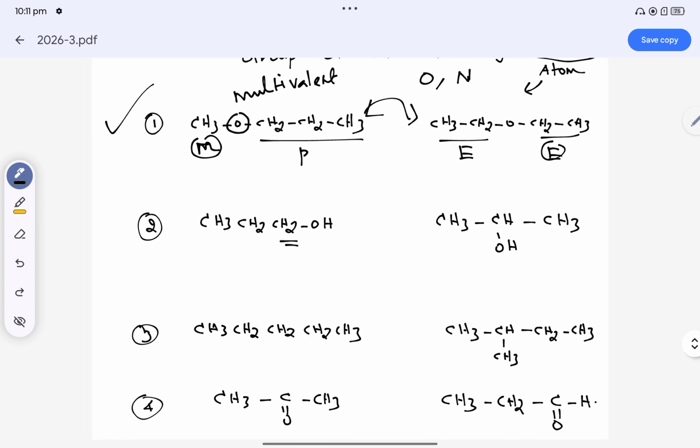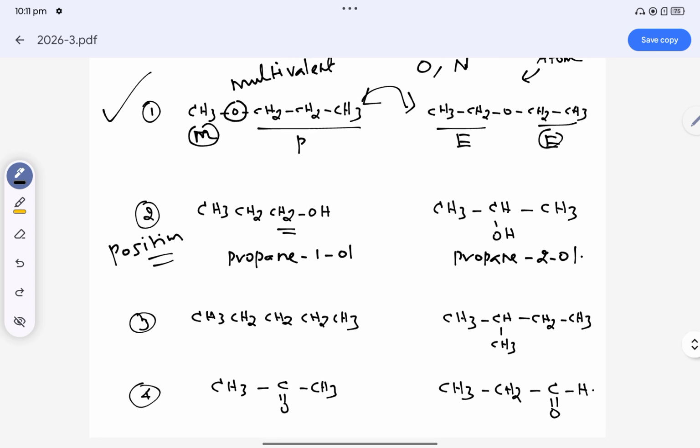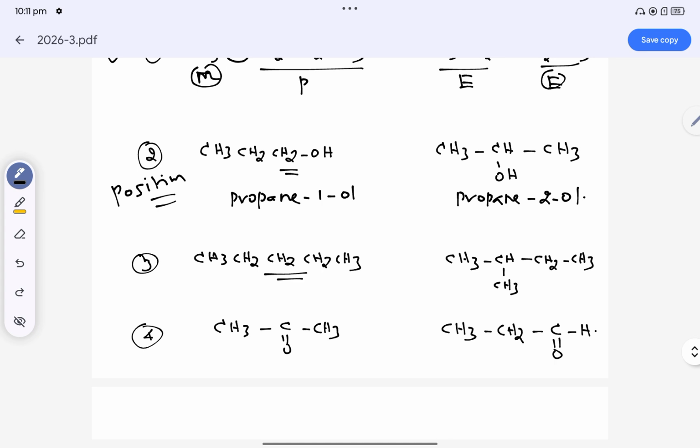Here this one is an alcohol. What is this? Propan-1-ol, and here propan-2-ol. The OH position is different. This gives rise to position isomerism. The third one: the carbon chain is different. Both have the same molecular formula but differ in chain length. It gives rise to chain isomerism.